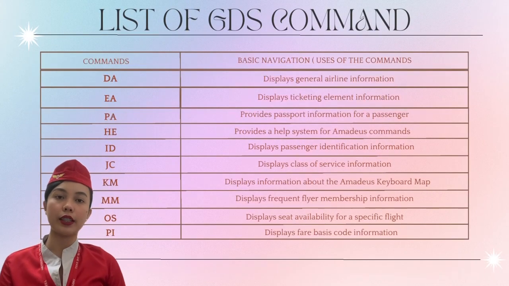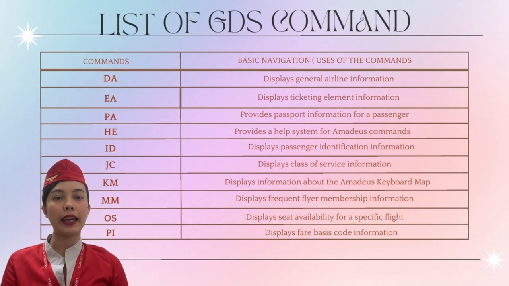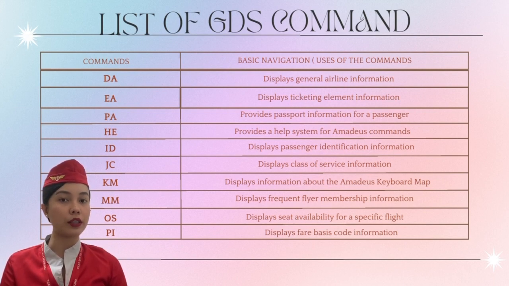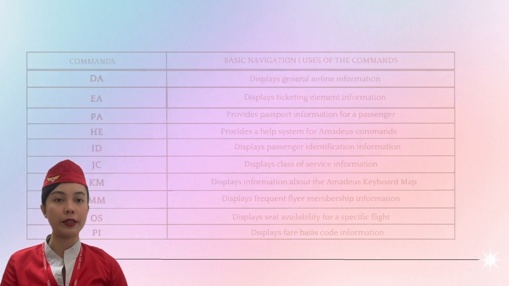Next, we have DA to display general airline information, EA to display ticketing element information, PA provides passport information for a passenger, HE provides a help system for Amadeus commands, ID displays passenger identification information, JC displays class of service information, KM displays information about the Amadeus keyboard map, MM displays frequent flyer membership information, OS displays seat availability for a specific flight, and PI displays fare basis code information. So that's basically some of the commands in Amadeus.